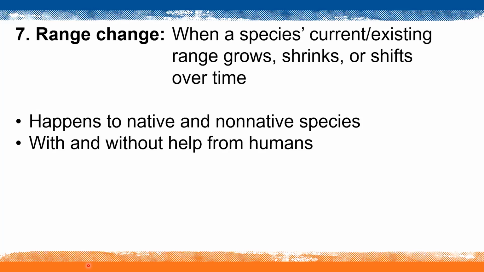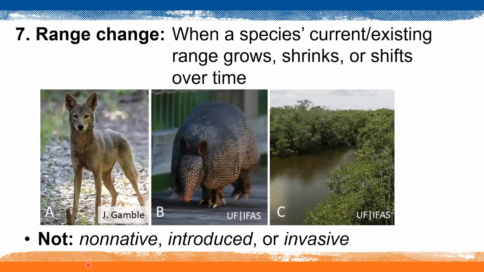And this happens for native and non-native species alike, and it happens with or without help of humans. And the reason we came up with this term was for species like this. We have coyotes, we have armadillos, and we have mangroves, okay? They're moving into Florida, their ranges are changing. For example, mangroves are moving further north because of the fewer days of frost, whereas coyotes and armadillos are moving into Florida due to population growth and other factors.